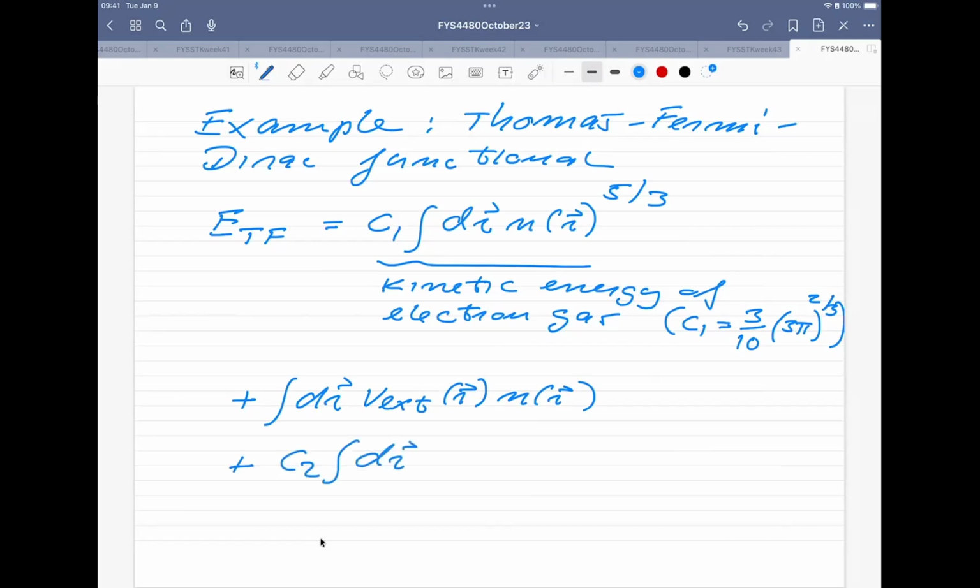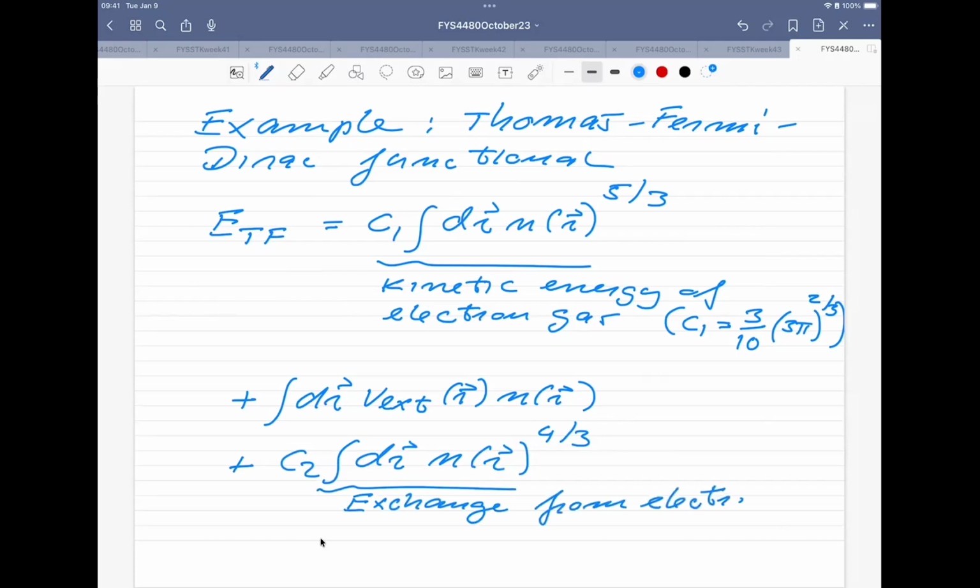And then if you remember back to what we did for the electron gas, we calculated actually the exchange correlations. So this is the exchange part from the electron gas. And in that case, if you look back at the equations which we had, that was a quantity which went like the density to the power of 4/3. And this coefficient C2 is then equal to minus 3 divided by 4, times 3 divided by pi to the power of 1/3.